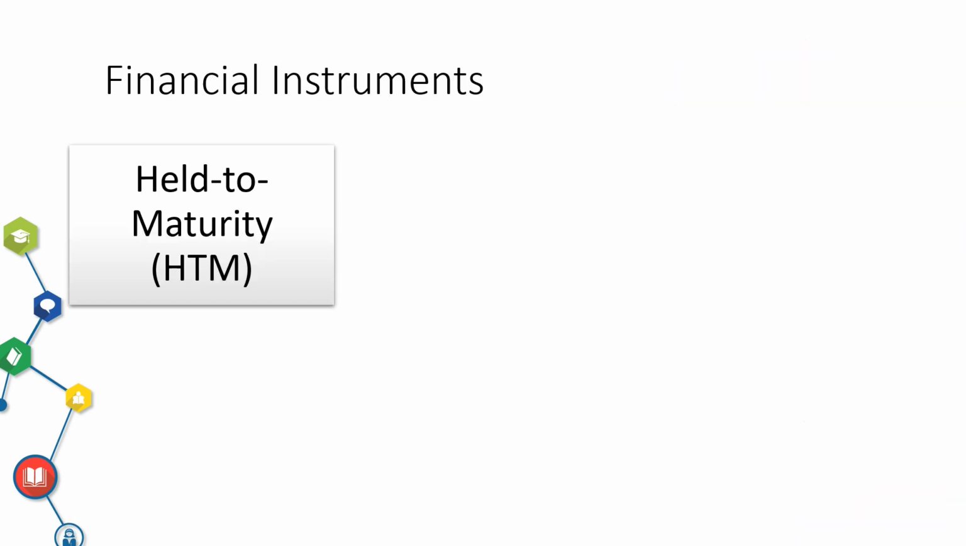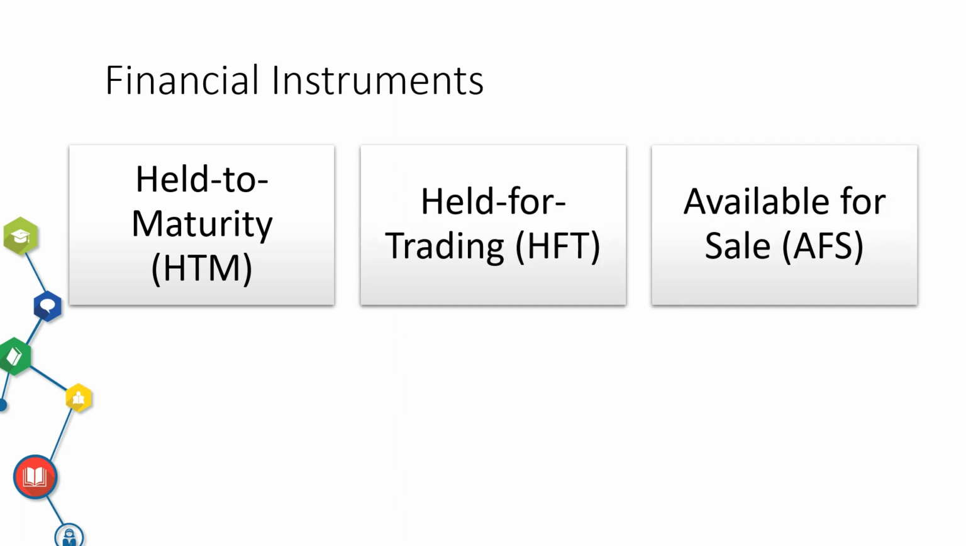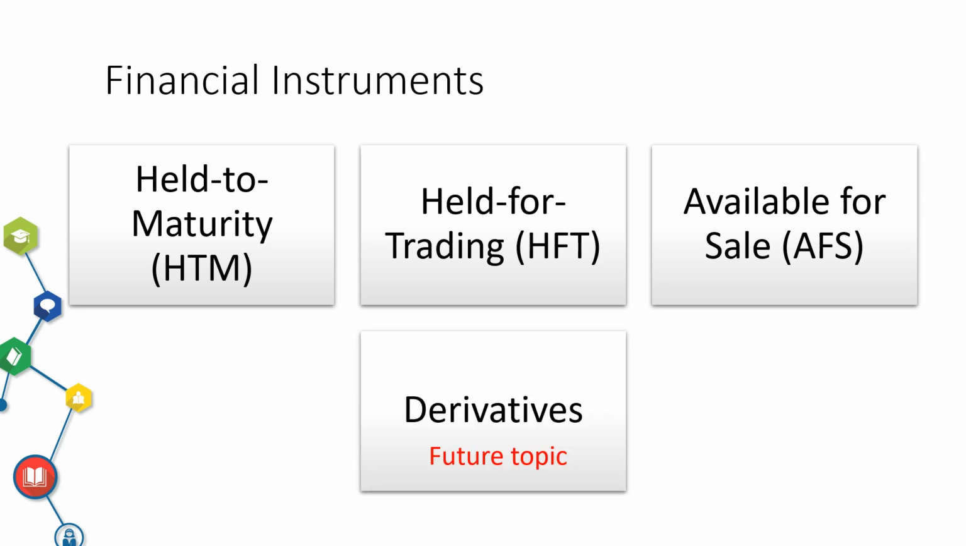In general, there are 4 different types of financial instruments. First, held to maturity. Second, held for trading. Third, available for sale. The fourth one is derivatives. We will focus on held to maturity, held for trading, and available for sale in this video. Derivatives will be covered in the future.